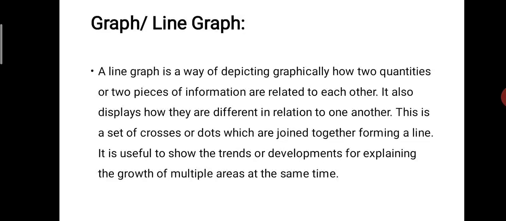A line graph is a way of depicting graphically how two quantities or two pieces of information are related to each other. It also displays how they are different in relation to one another. This is a set of crosses or dots which are joined together, forming a line. It is useful to show the trends or developments for explaining the growth of multiple areas at the same time.